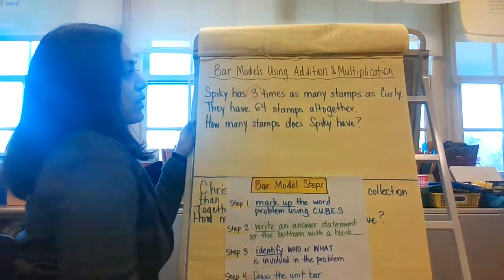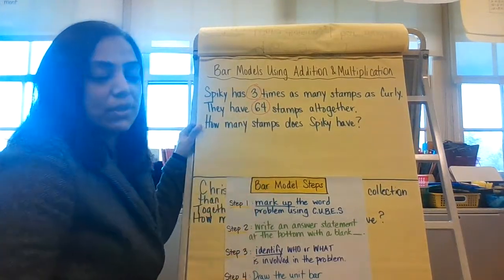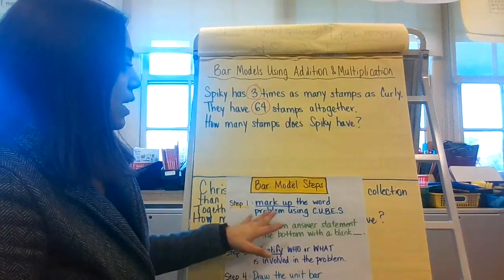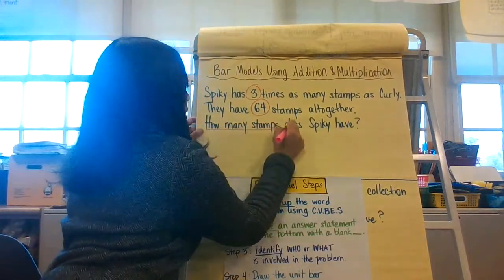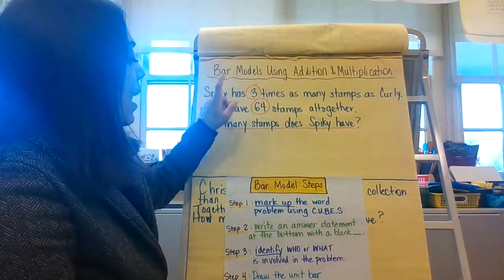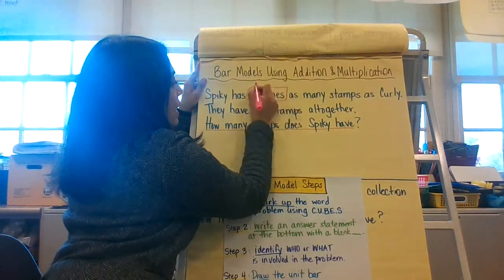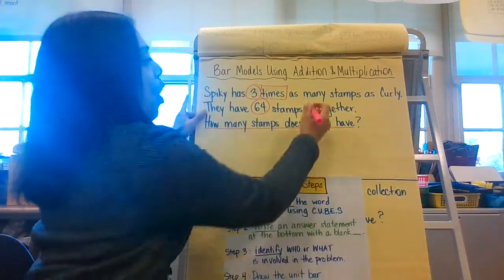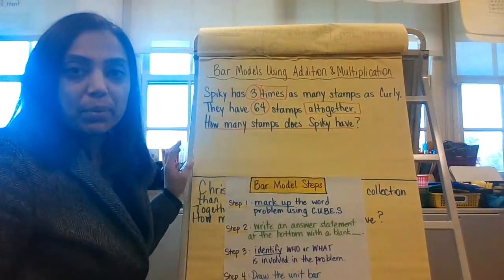So 3 times as many stamps as Curly. They have 64 stamps altogether. How many stamps does Spiky have? So the next thing is U for underline the question. This is the question. How many stamps does Spiky have? And then box keyword. So this is a keyword. Times as many. 3 times as many stamps as Curly. They have 64 stamps altogether. This is how we mark up a problem.